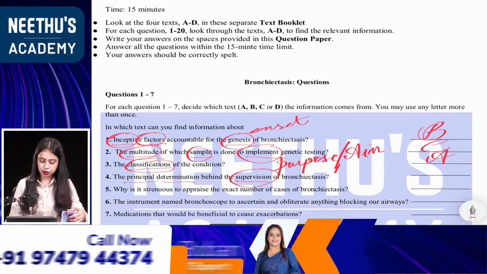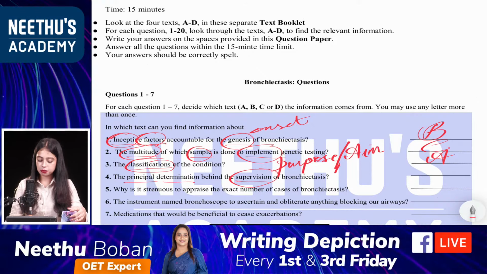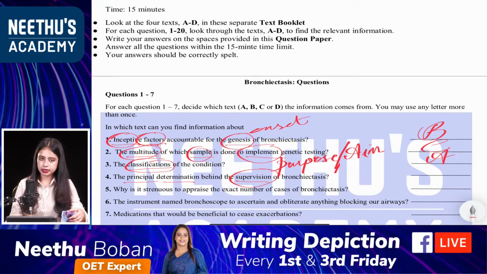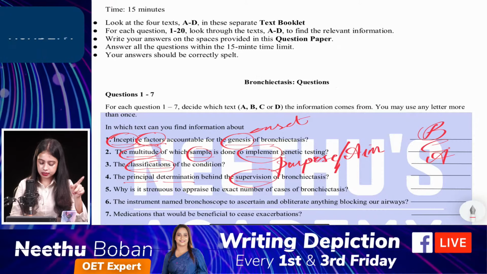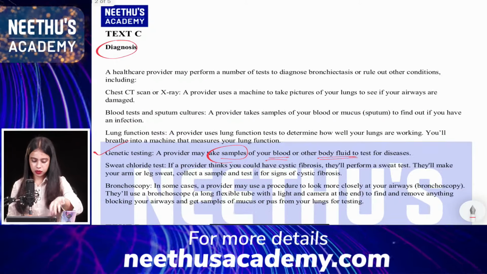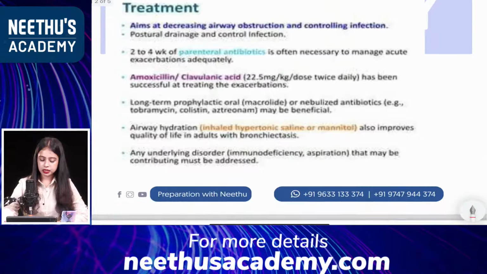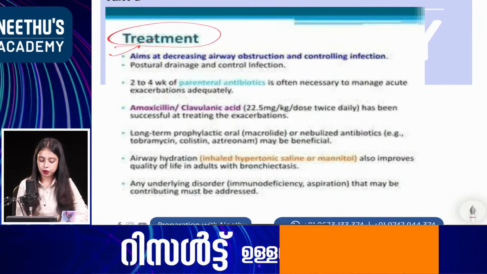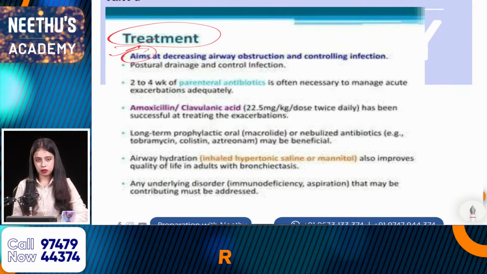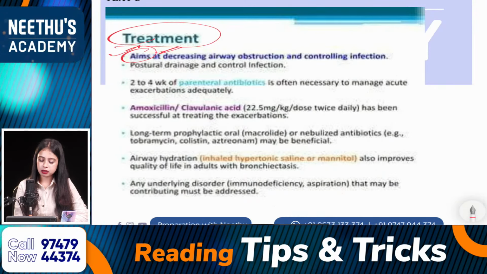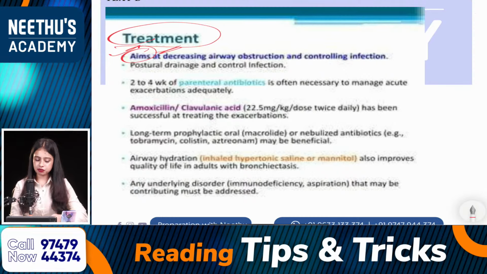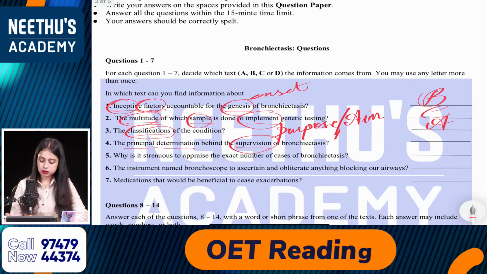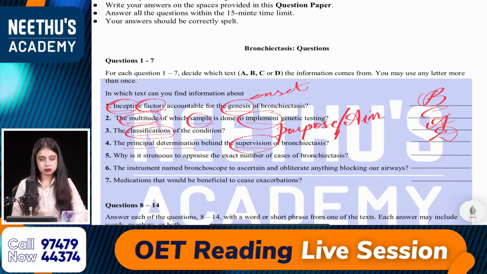Did you get the answer for the fourth one? Principal, determination behind the supervision of bronchitis. And my answer is from, okay, where? It's from text D. See, under the title treatment, see the first point, aims at. So what is the purpose of the treatment? It is aiming at different things. So that is from text D.